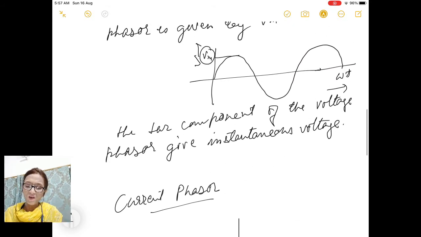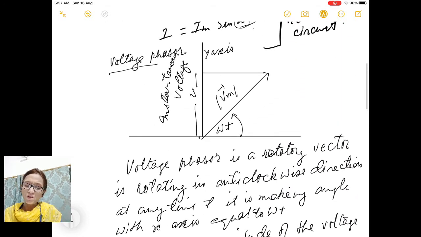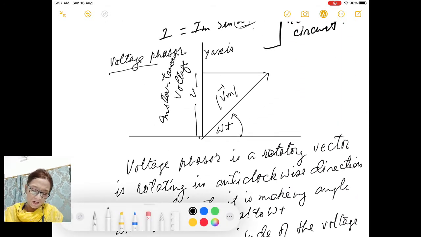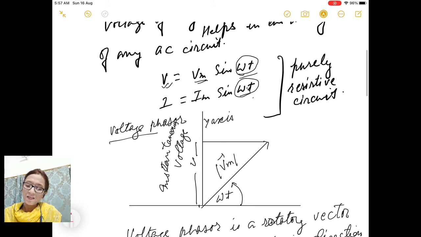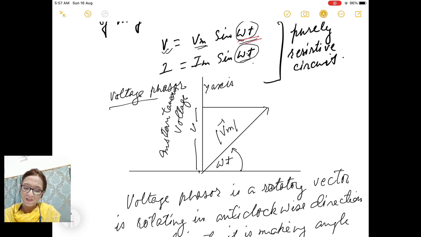So these are the two phasors, and when you draw the two phasors on the same diagram, because in case of a purely resistive circuit the phases are the same, the voltage phasor and current phasor will be at the same angle omega t. The magnitude of the current phasor is given by Im, the current amplitude, and its perpendicular component on the y-axis is given by the instantaneous current. So this is the case of a purely resistive circuit.